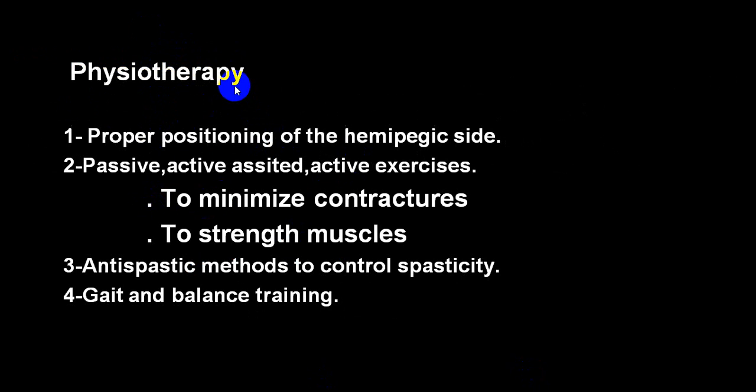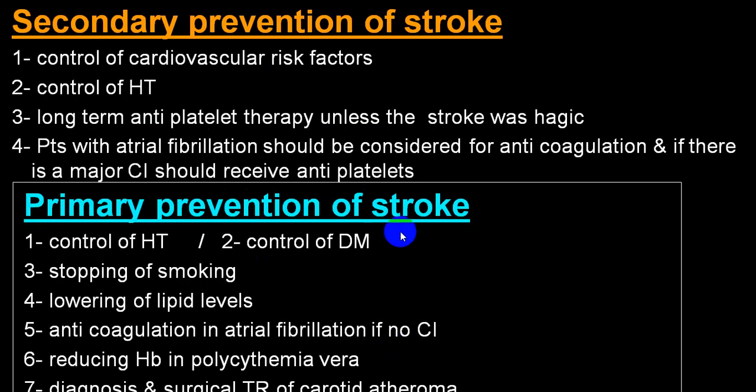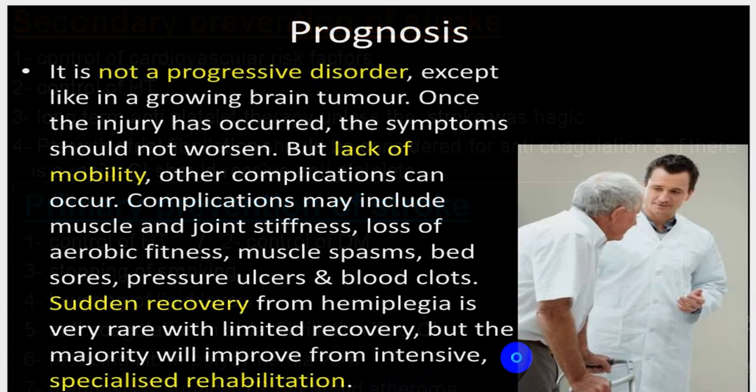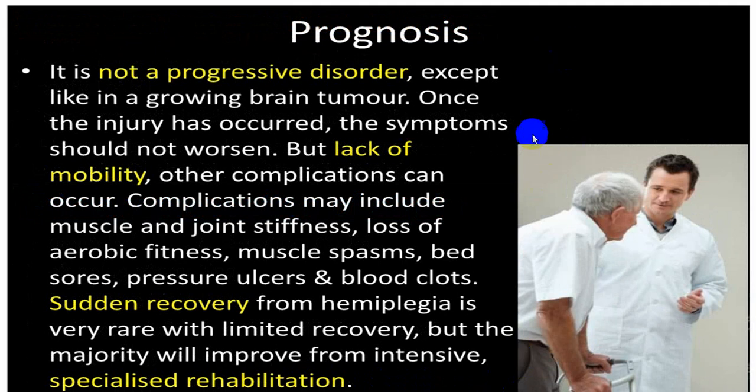Physiotherapy, occupational therapy and speech therapy is a must. Secondary prevention is control of cardiovascular risk factors, control of hypertension, control of diabetes. If the person is having atrial fibrillation, treatment of atrial fibrillation, etc. Primary prevention is before the person gets a stroke: control of hypertension, diabetes, stop smoking, lipid control, treatment of atrial flutter and fibrillation by anticoagulation and antiarrhythmic drugs. Treatment in case of polycythemia rubra vera, sickle cell, etc. should be done. And if a person is having narrowing of the carotid artery, atherectomy and endarterectomy, etc. should also be done. In rehabilitation, again, physiotherapy, occupational therapy and speech therapy is very important.